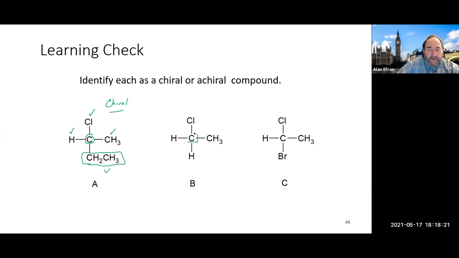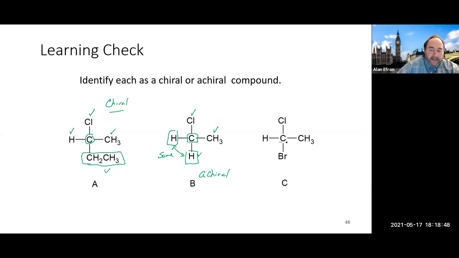Looking over here at this carbon, we have a chlorine that's different than a CH3, different than a hydrogen, but here we run into a little bit of a problem. We actually do have 2 groups that are the same in this case. That means that this guy would be considered achiral. Again, you need 4 different groups for it to be considered chiral.